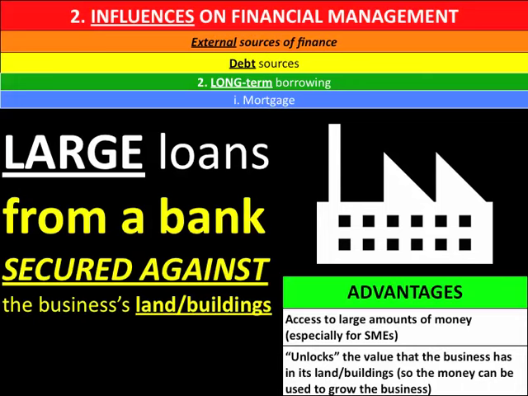So a mortgage is probably your best way of getting a large amount of money. The other good thing is that it kind of unlocks the value that the business has in its land or in its buildings. So the money can be used to grow the business. So if you want to fill that factory with new equipment, you can. Say you originally bought the factory or you've already paid it off, you can then get another mortgage against the value of the building and then refill it with the latest equipment, right?